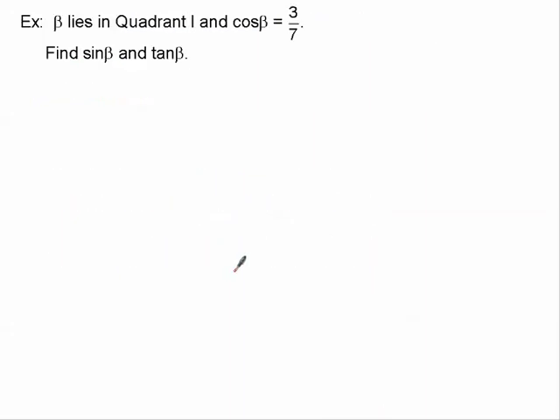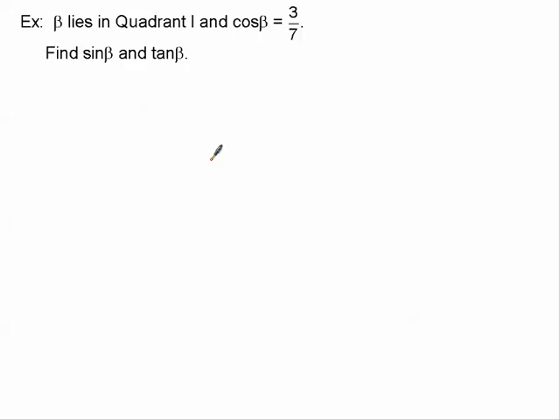So here's one of our problems. Beta lies in quadrant 1. It's nice that they give me what quadrant we're in. And the cosine of beta is equal to 3/7. I want to know what the sine of beta is and what the tangent of beta is.